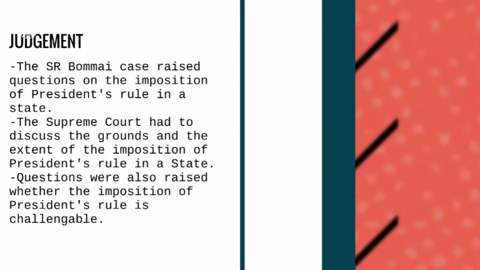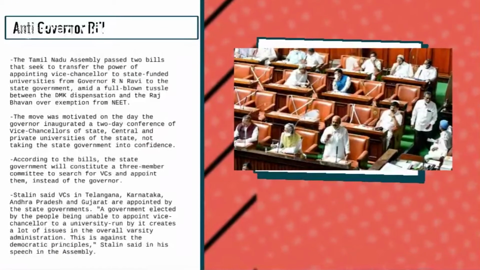The court had to discuss at length the extent of the imposition, and this helped put an end to the misuse of Article 356. Anti Governor Bill. This bill was passed in the Tamil Nadu Assembly, which is always crossing heads with its governor. The bill contains that the power of appointing vice chancellors of state run academic institutions should lie with the state rather than with the governor.